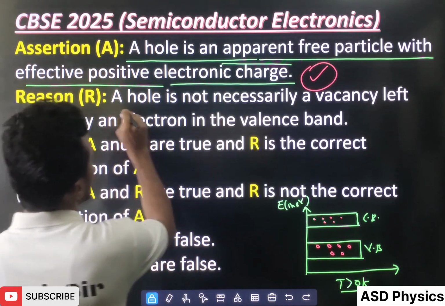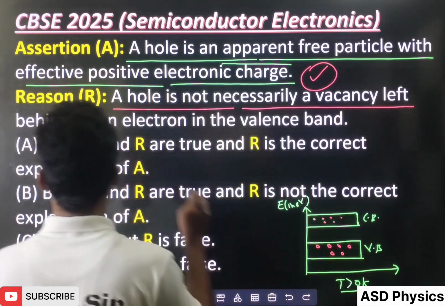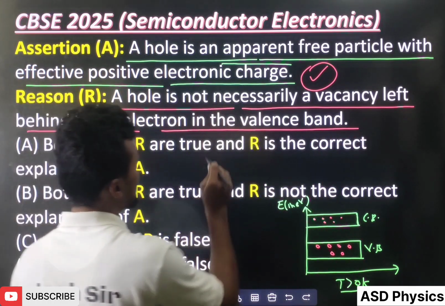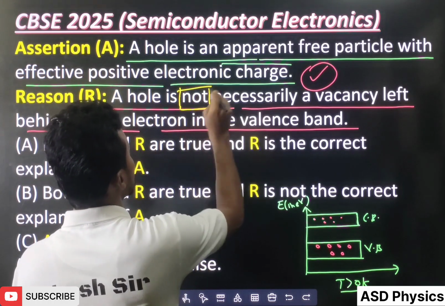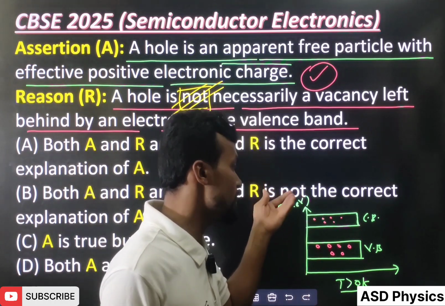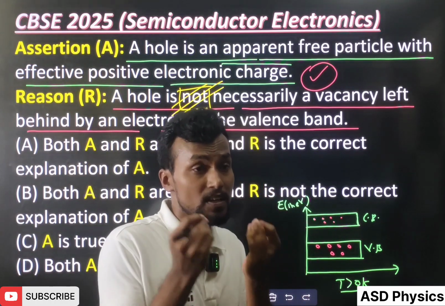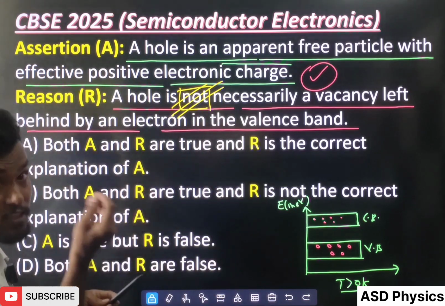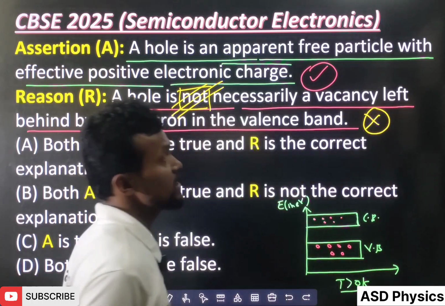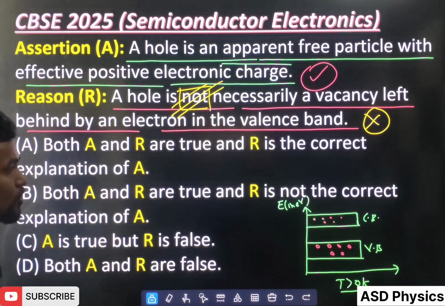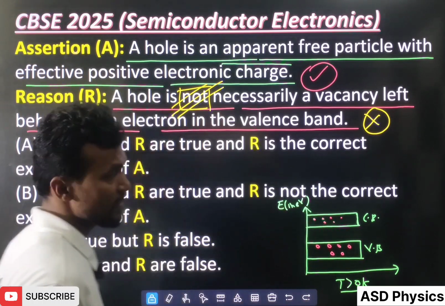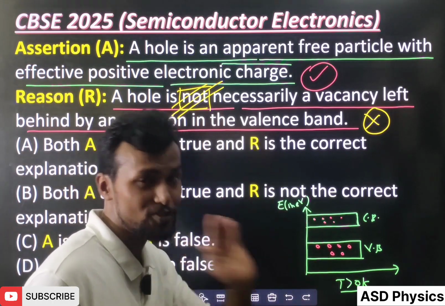After that, see, a hole is not necessarily a vacancy left behind by an electron in the valence band. Not necessarily, but remember that a hole is created only when the electron jumps from the valence band to the conduction band. Definitely a vacancy should be left. So the word 'not necessarily' is making this reason wrong. So the assertion is right, the reason is wrong. Necessarily there is a vacancy left in the valence band when the electron jumps to the conduction band. I am talking about the intrinsic semiconductor, where I did not take any doping.